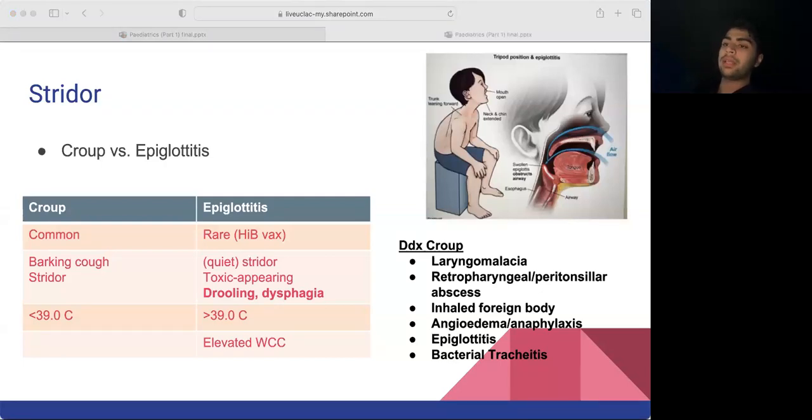And other differential diagnoses for croup or for stridor, here in the bottom right, a few of them are quite rare. So laryngomalacia, and inhaled foreign bodies, and bacterial tracheitis, which produces this sort of mucopurulent sputum, which you wouldn't expect to see in croup. So I think that covers that. We can go into the next slide.